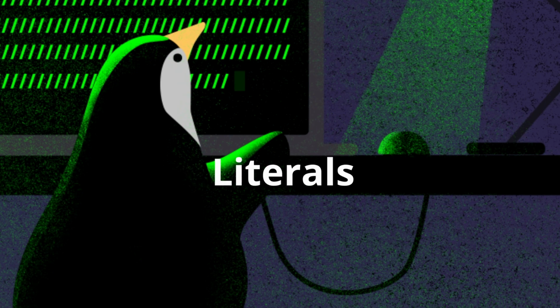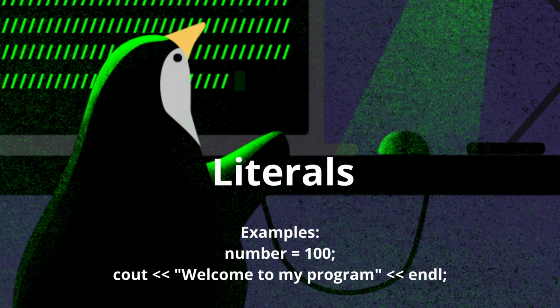Now let's talk about literals. Literals are a piece of data written directly into a program's code. Most common use is assigning a value to a variable. So like we did earlier, but we'll do a new example. We'll say number is equal to 100 here. This assigns our literal value to 100. This is for numbers, variables.